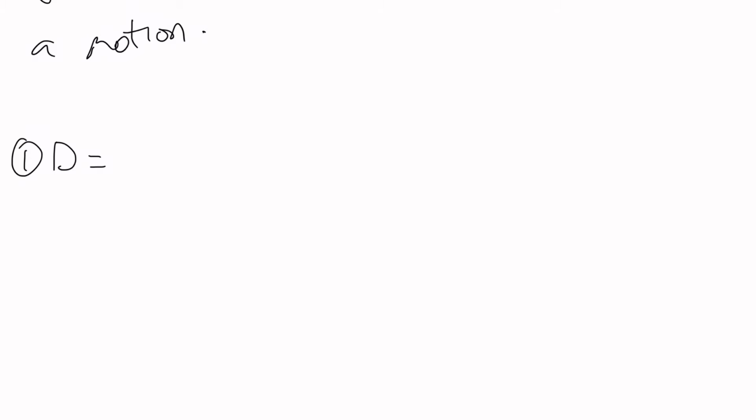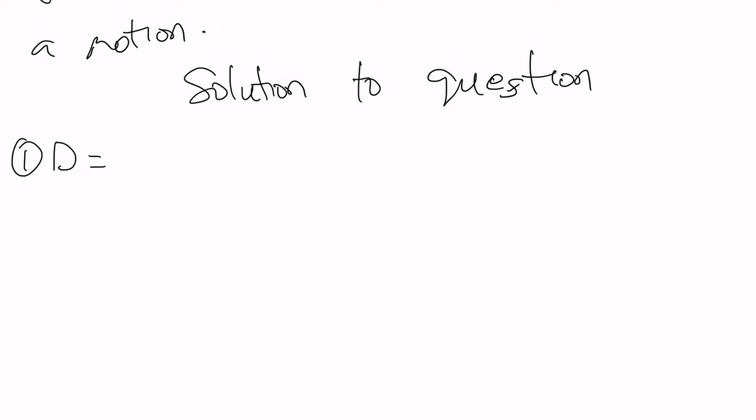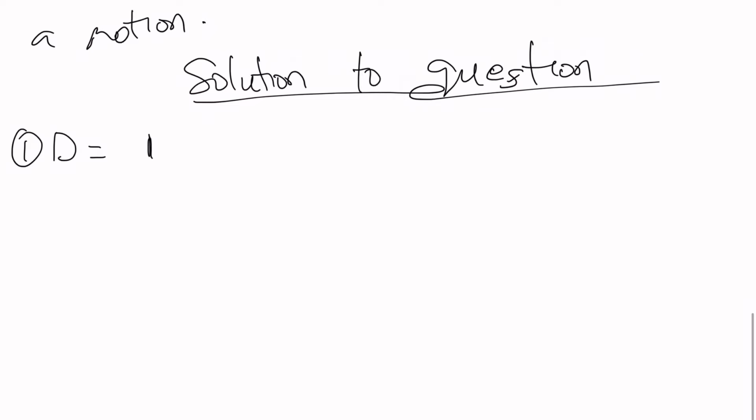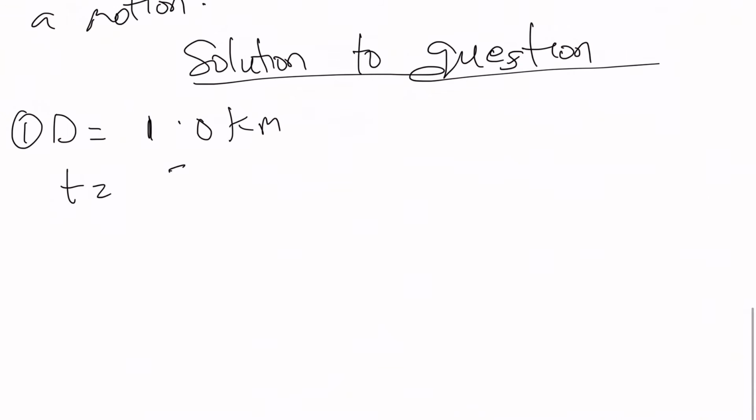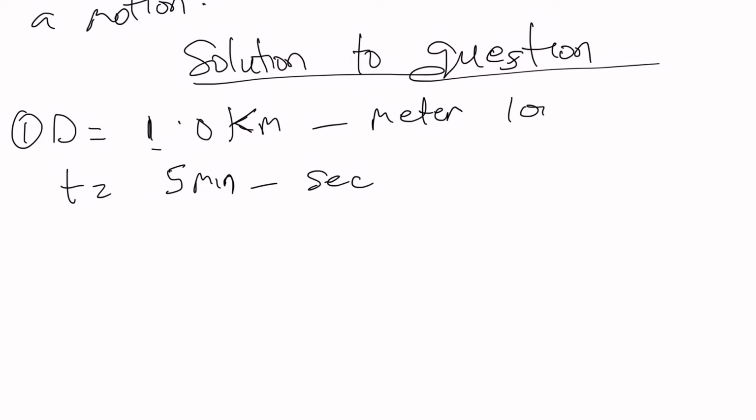Question 1, solution to the question. So we have distance, which is 1.0 kilometers, and we have time. Did they give us time? Yeah, they said time is 5 minutes. Good. Now we all know our standard unit in physics is meters, and this is in minutes. We have to convert this to seconds and convert this to meters. So how do we do that? If you convert 1 kilometer to meters, that's 1000 meters. And if you convert 5 minutes to seconds, that's literally 5 times 60. That's 300 seconds.